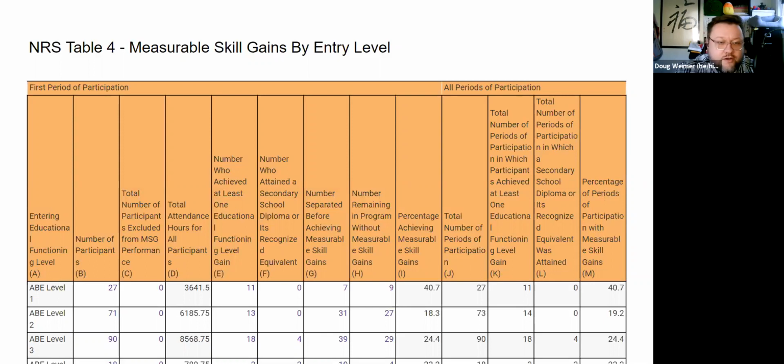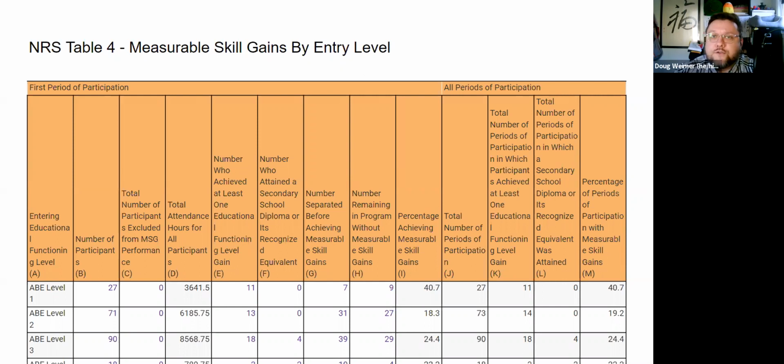So I don't have any charts on it right now, but I'm going to give you a quick refresher. So remember, when a student enrolls in our program, they start a period of participation with our program. As long as they have continuous enrollment without a 90-day gap of instruction or scheduled participation, they still can count as one student, one period of participation.